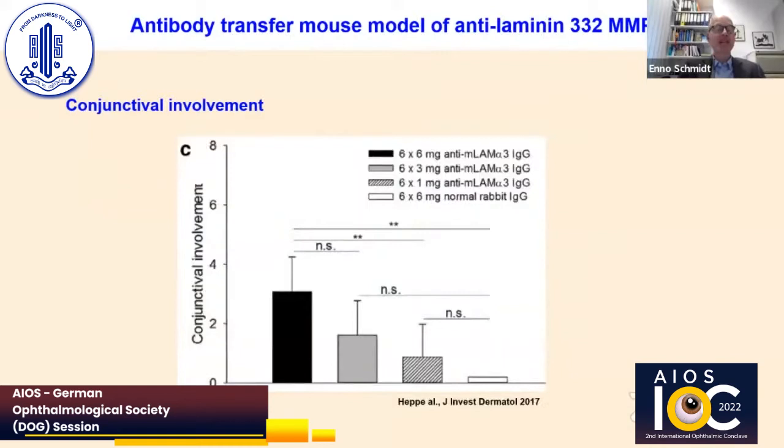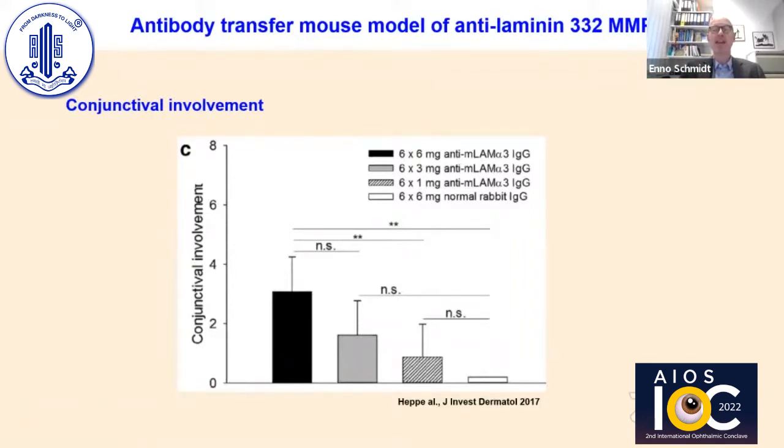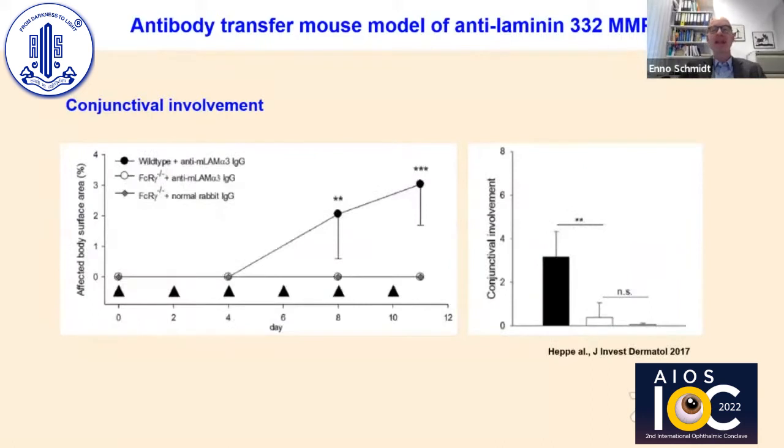We also developed a conjunctival score based on the extent of the split formation in the conjunctiva, and this correlated with the amount of autoantibodies injected. So the more antibodies you injected in these mice, the more split formation you get in the conjunctival tissue. The conjunctival lesions in this model were dependent on the Fc receptor of the mice. Mice that were deficient in the Fc gamma receptor did not develop mucous membrane pemphigoid, as you can see very clearly with the conjunctival involvement.